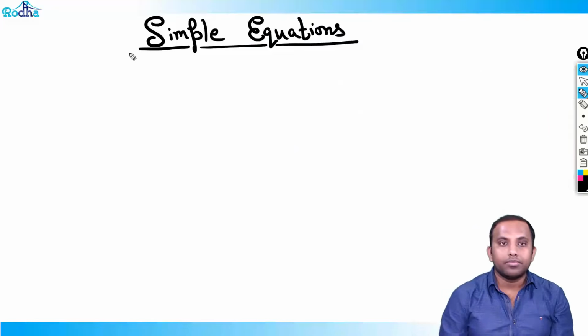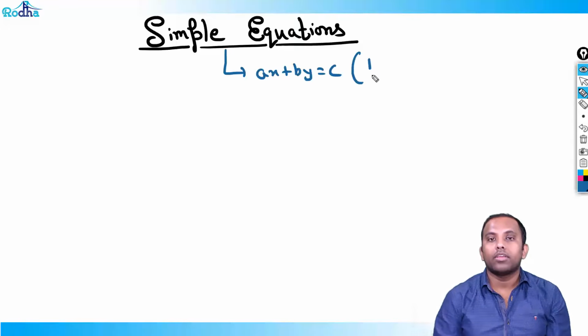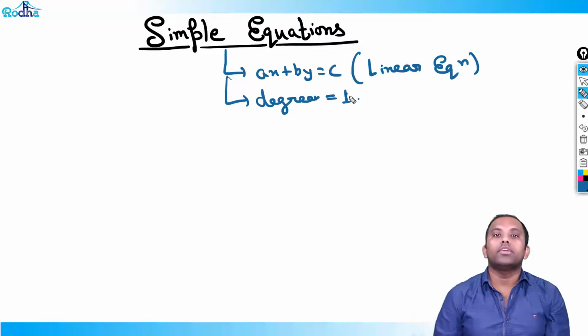Now see here, any equation of the form ax plus by is equal to c is called a linear equation or simple equation. Degree is always 1. In quadratic equation, degree is 2. In cubic equation, degree is 3. What is degree? Degree is the power of variables. Let's say x and y here are variables. So if the power of x and y is 1, then it is a simple equation.